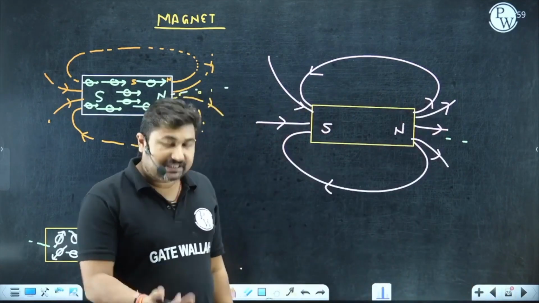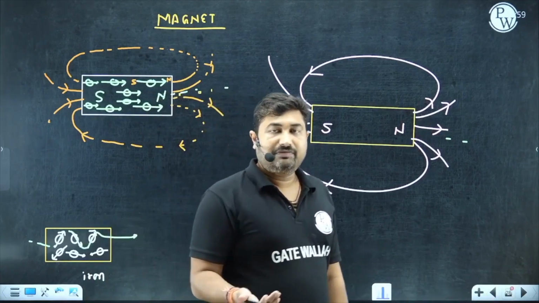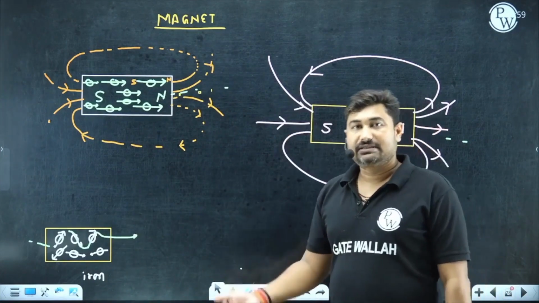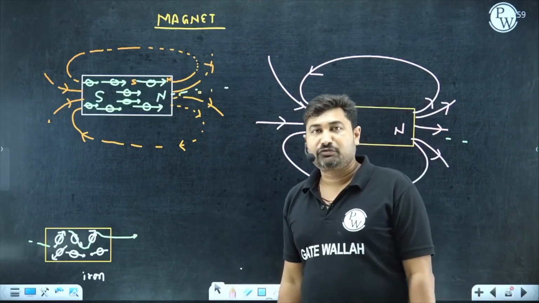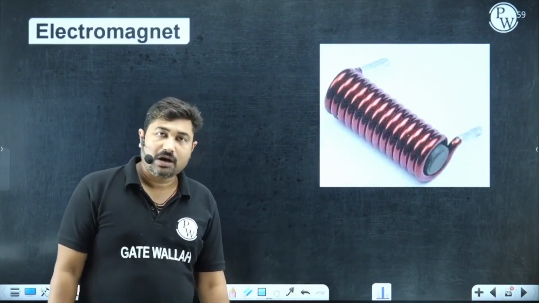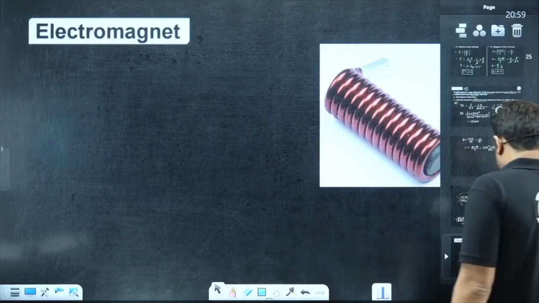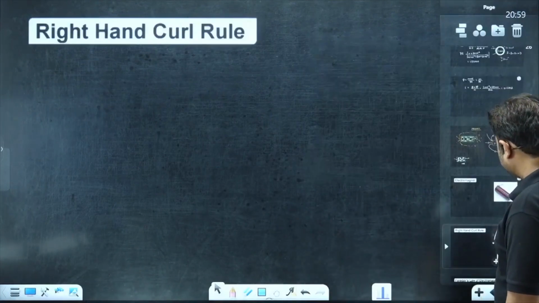And we want to change it. For operating our electrical machine, we need to change the magnetic fields, the strength of the magnetic field. So for that, we will use an electromagnet. Now, how are electromagnets formed? Before going to electromagnets, please observe the right-hand curl rule.